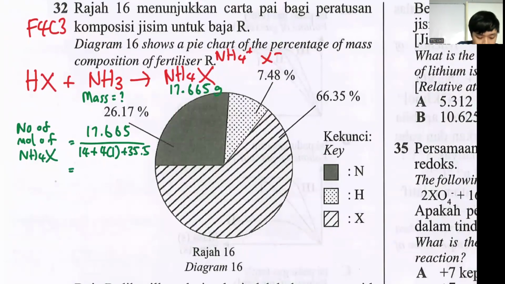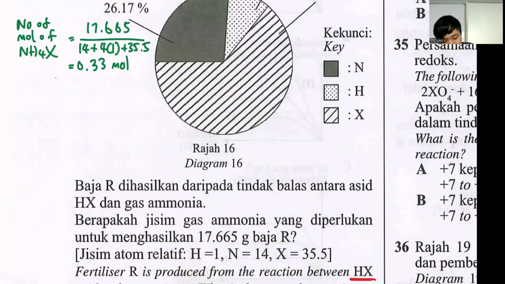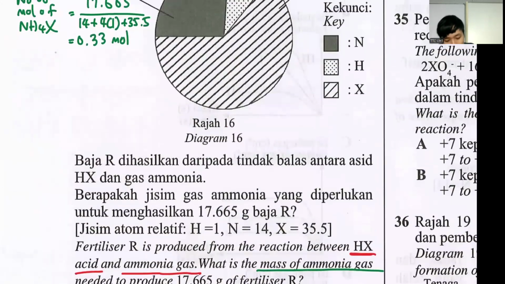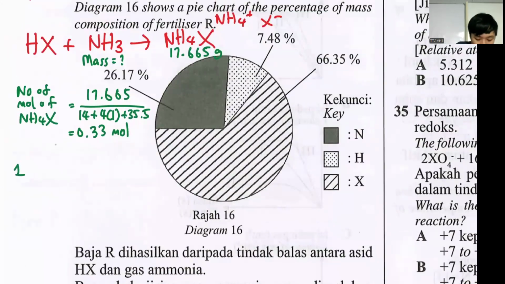How many did you get? 0.33 mole. All coordinate, of course. For those who can see this coordinate, for those who know, this HX is HCl, right? But it doesn't matter. So 0.33 mole, and then the ratio is 1 mole to 1 mole.